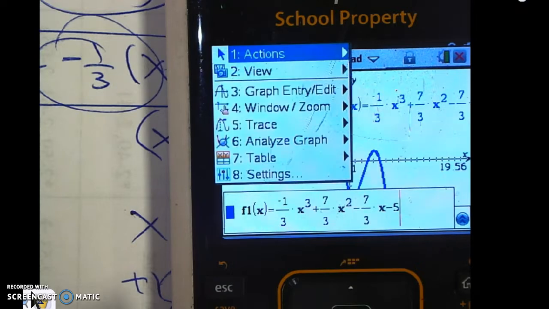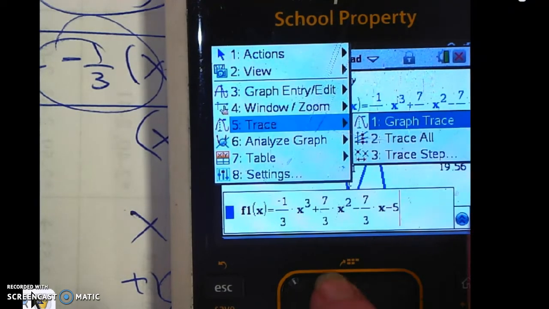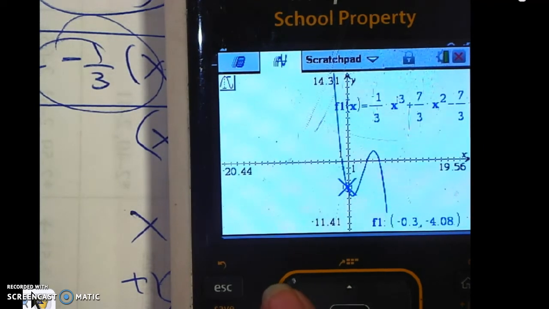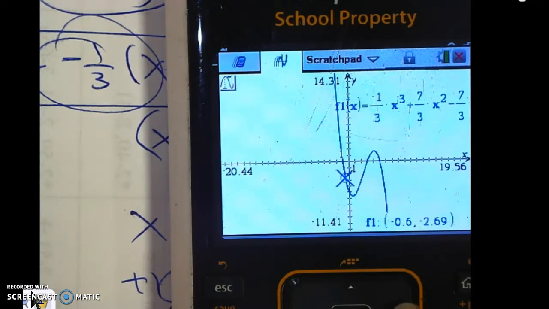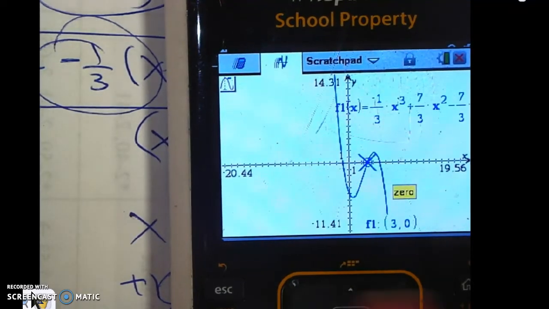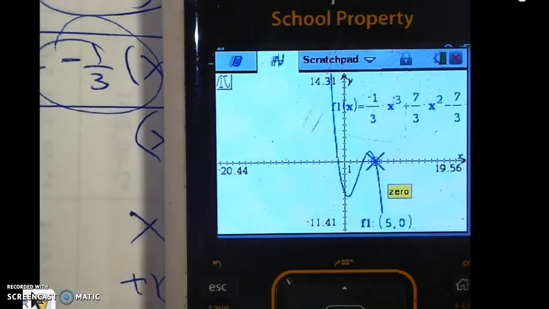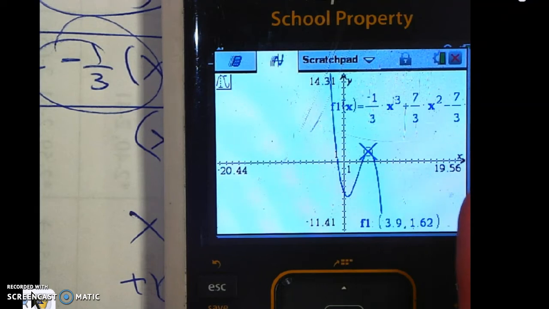And so something I could do too, just to add things, is I can go to trace and I can go graph trace and it'll tell me my zeros. So if you look here, I'll move it to the left and it stops at my 0 at negative 1. I can go to the right. All things you can practice. Now, if you brought a calculator home, that's something you can practice too. Oops, I got a little carried away. I pressed it too many times. 3, 0. 5, 0. I can even double, triple, quadruple check because it told me the y-intercept was negative 5.